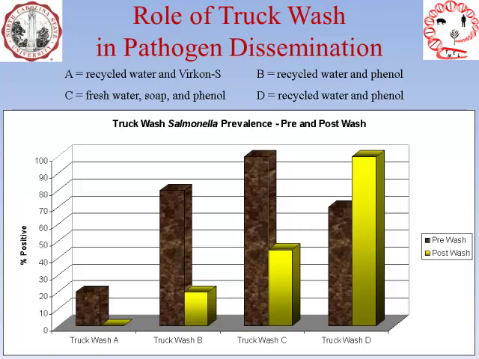Okay. So here are the 4 different truck wash stations. This is pre-wash, post-wash. So A, B, C, D, 10 trucks per truck wash station. Look what is going on at truck wash station D when it comes to Salmonella. The after cleaning was actually Salmonella going up as compared to before cleaning.